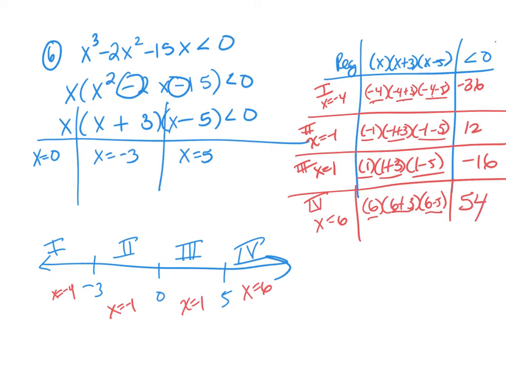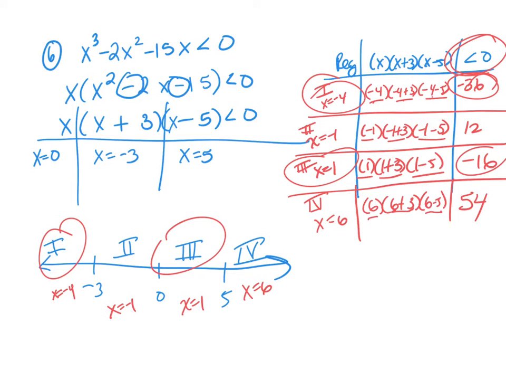So now you want your results to be less than 0. So those are your negatives. So that's region 1 and 3. There's no equal sign. So it's open circles or rounded brackets. So your answer is negative infinity to negative 3, with region 3, which is 0 to 5.